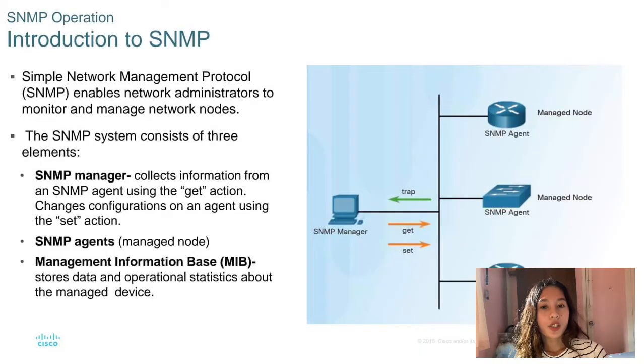Introduction to SNMP. Simple Network Management Protocol, or SNMP, enables network administrators to monitor and manage network nodes. The SNMP system consists of three elements. The first one is the SNMP manager. It collects information from an SNMP agent using the GET action, and changes configurations on an agent using the SET action. The second one is SNMP agents, or managed nodes. The third one is the Management Information Base, or MIB. It stores data and operational statistics about the managed device.